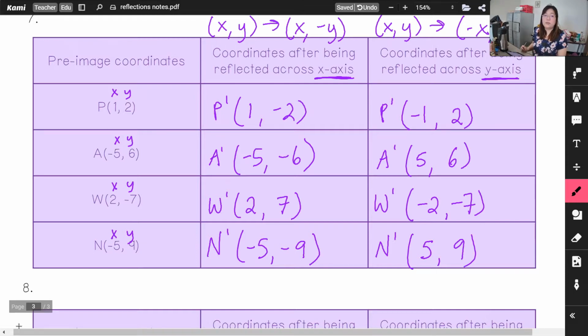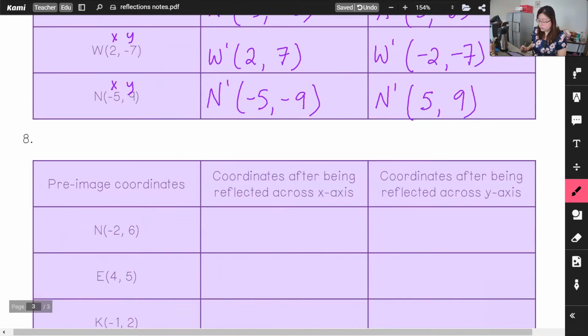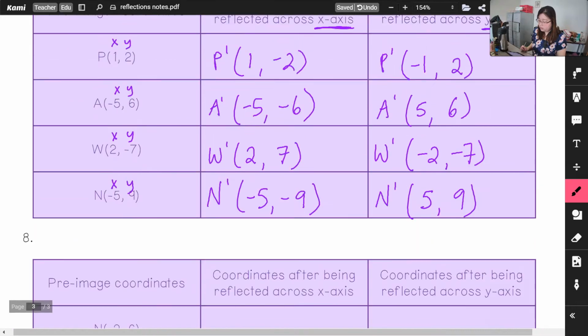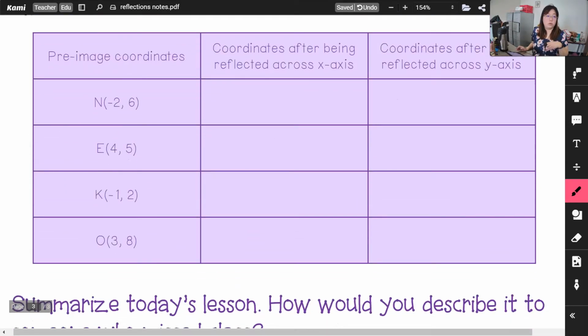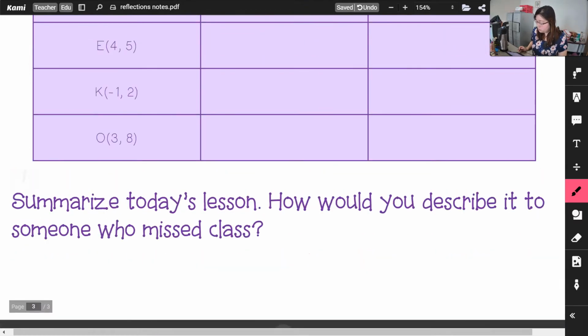Okay, and that's about it for reflections. Hopefully from this you understand what to do, and you can do this last table on your own. If you have any troubles, of course, let me know. But I think that should just about do it.